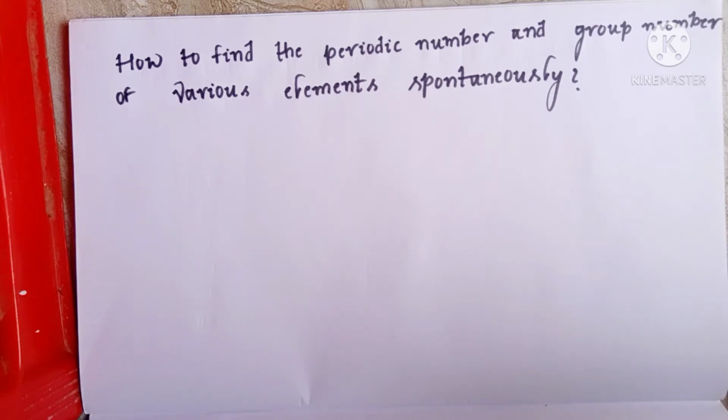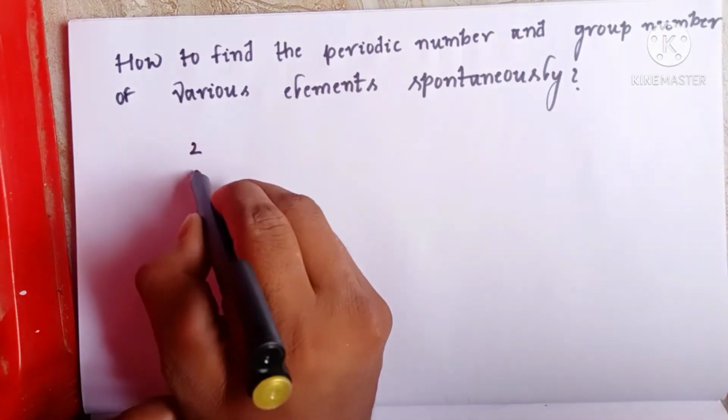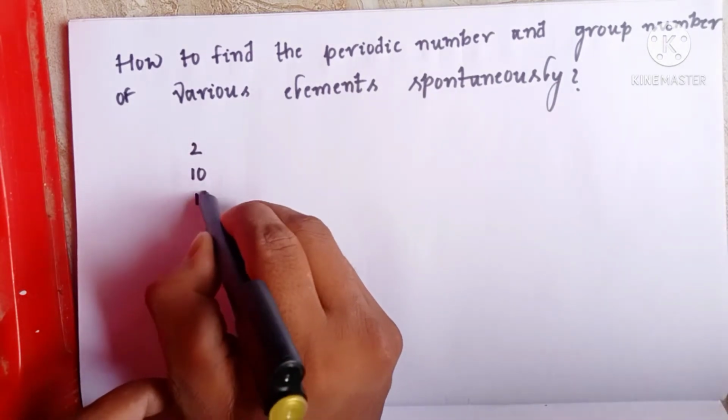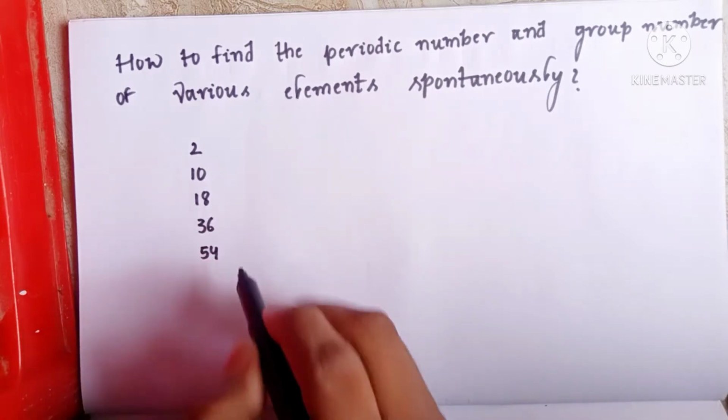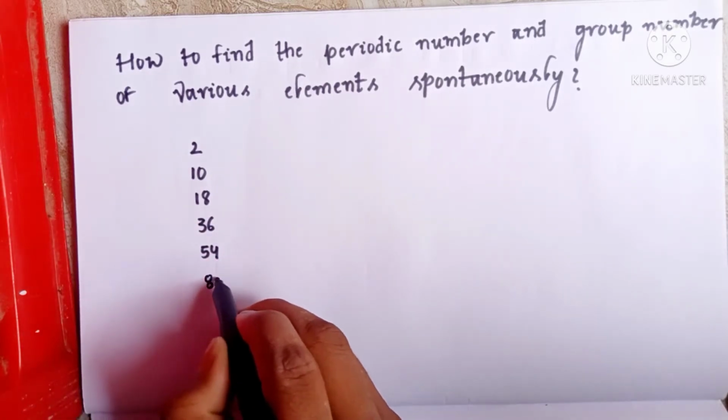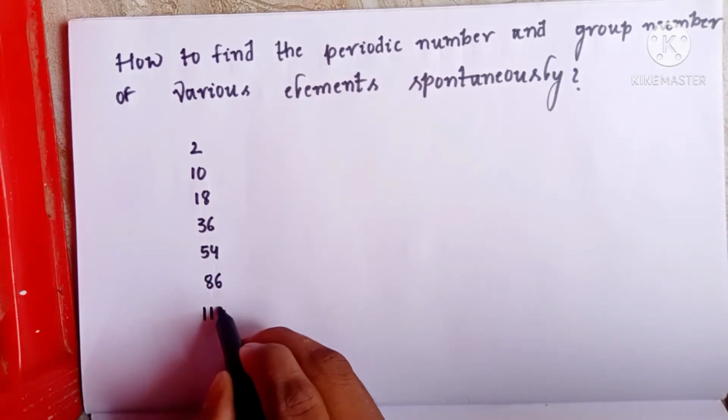For this, first of all, you need to write the atomic numbers of the noble gases in order. That is 2, 10, 18, 36, 54, 86, 118.